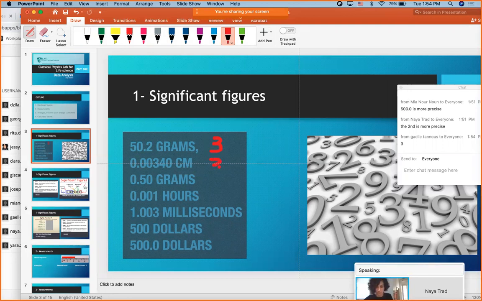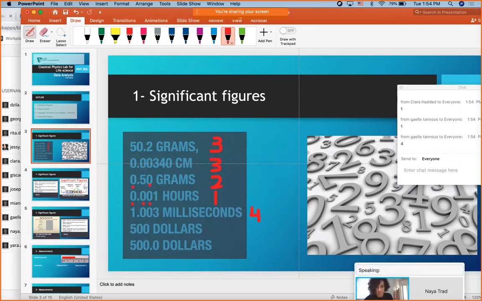3 also. 3 also. And this one? 2. Next? 1. Okay, so as you can see, the leading zeros, we do not count them, but the trailing zero is counted. Continue, Rita.